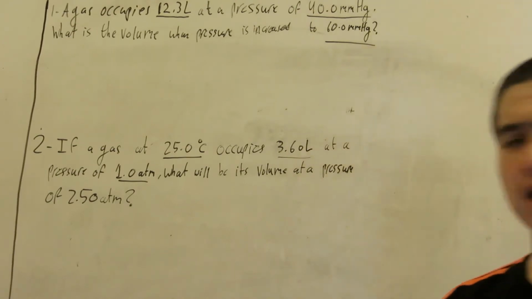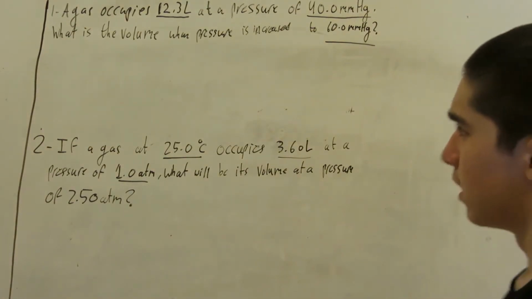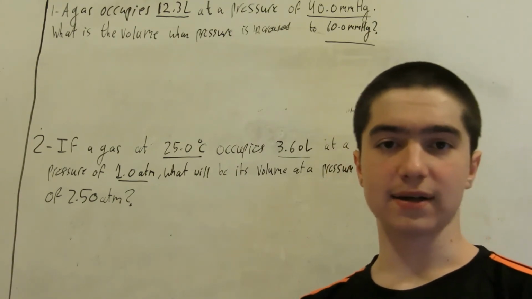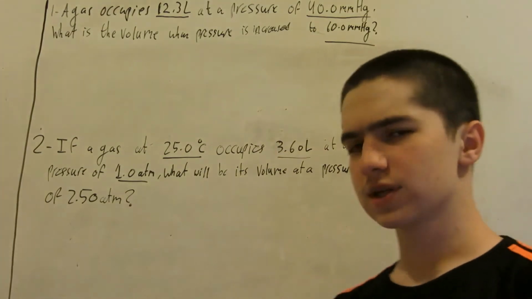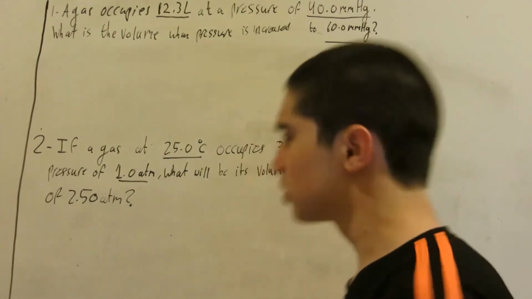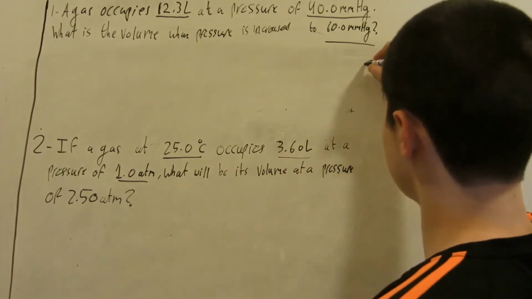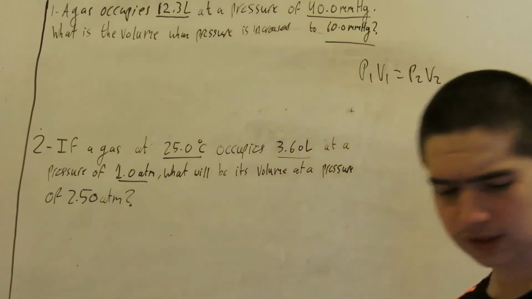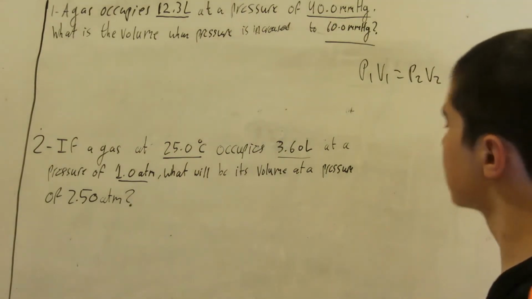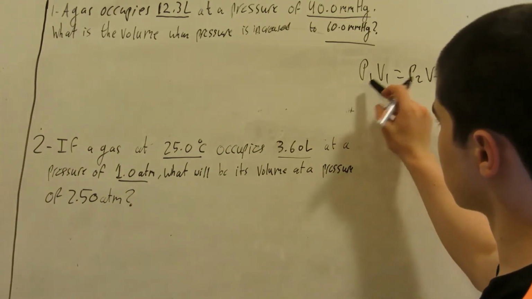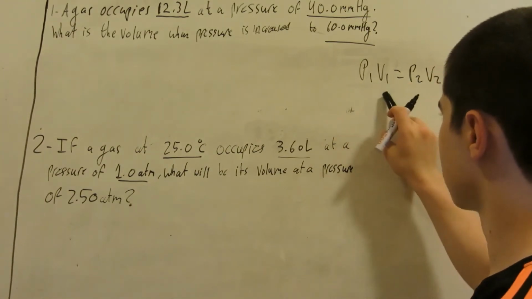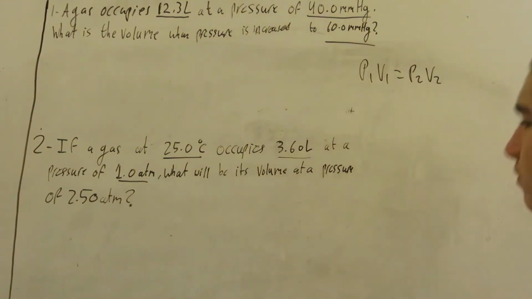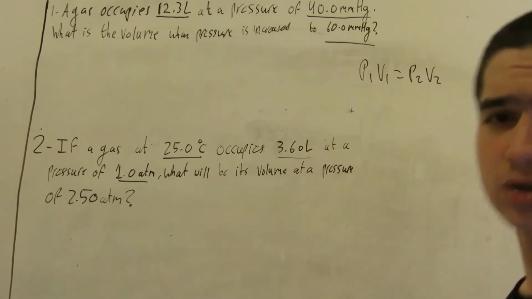Alright, so if you watch the old video of Boyle's law, I gave the equation that we used to solve the question. So what was it again? You're right. The equation that we need to use is P1 times V1 equals P2 times V2. P stands for pressure, V for volume. The first pressure and the first volume, or the initial pressure and the initial volume, and then here the final pressure and the final volume. Alright, let's use that formula to solve the question.